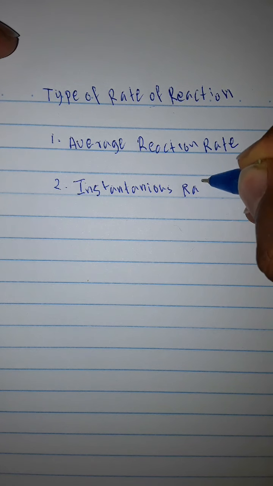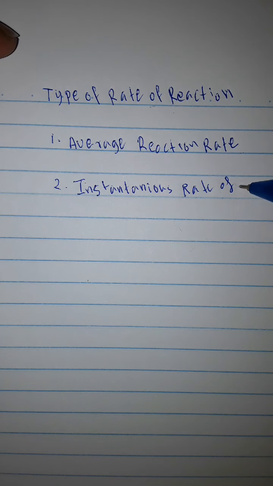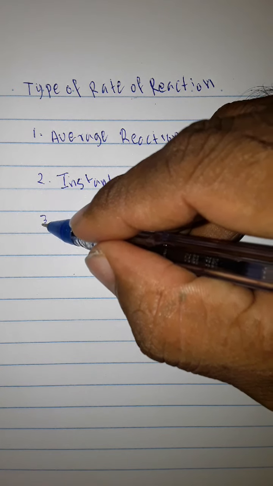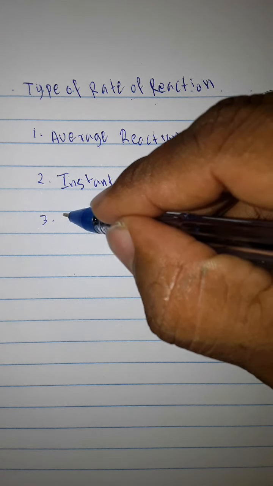Then the second type of rate of reaction we call instantaneous reaction rate. That is called instantaneous rate of reaction. Right? Instantaneous rate of reaction is the next one, and there's another one that we call initial rate of reaction.